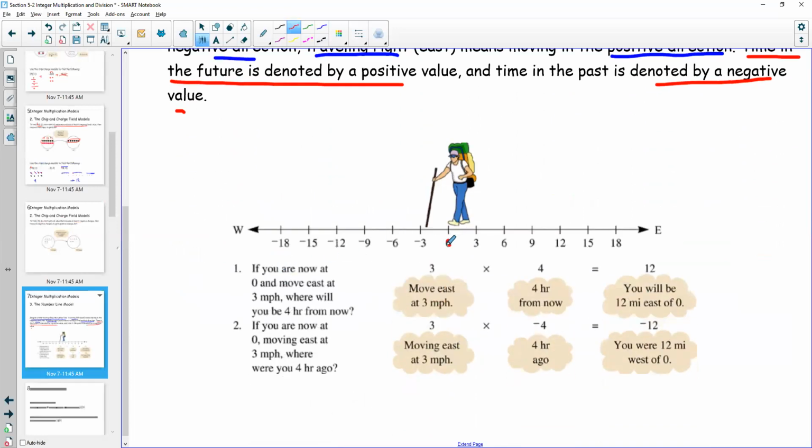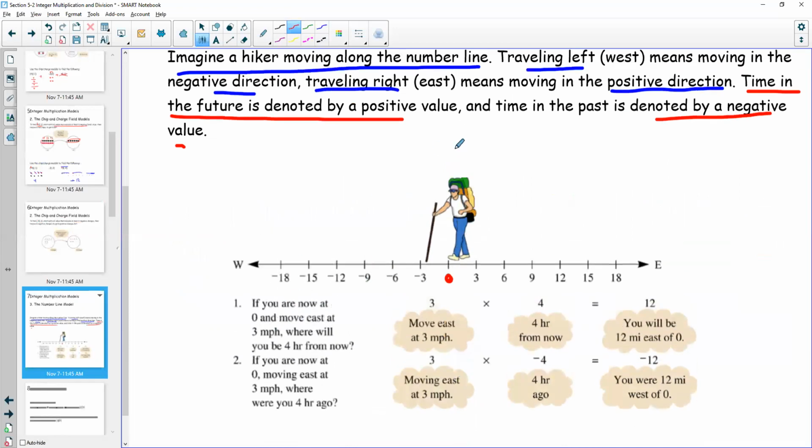Okay, so I want to be at 0. This is where I'm starting my trip. I'm going to move east, which was to the right, at 3 miles an hour. Where will I be in 4 hours? Well, in 4 hours, if I'm going 3 miles per hour, there's 3, 6, 9, 12. I'll be 12 miles east of 0, which is the same as positive 12.